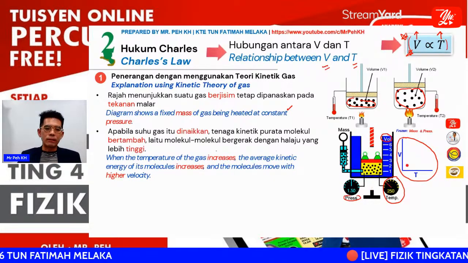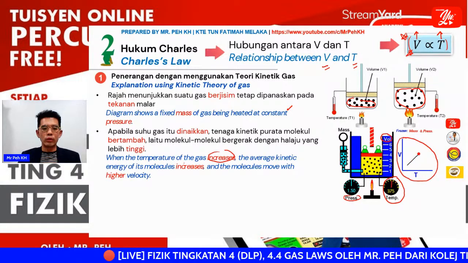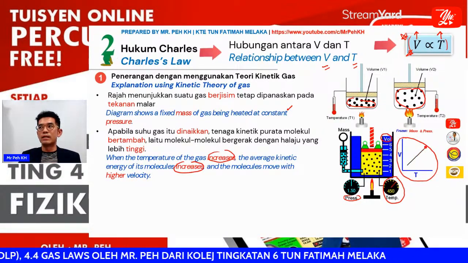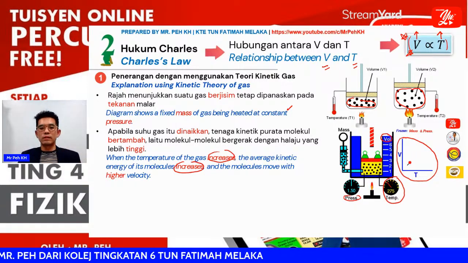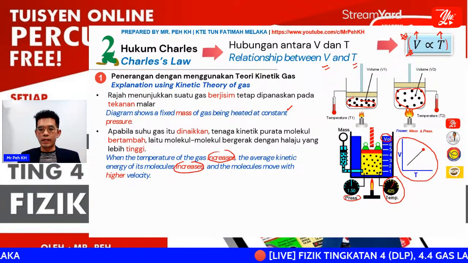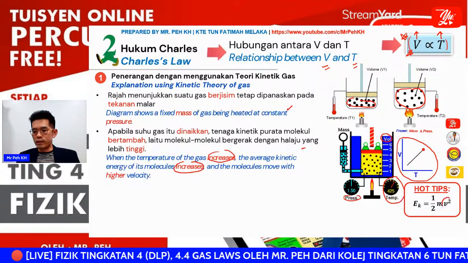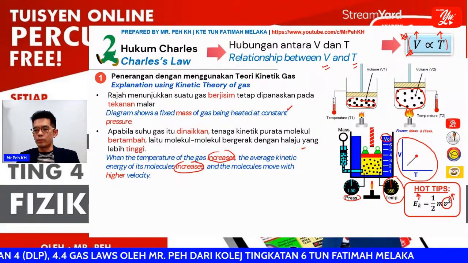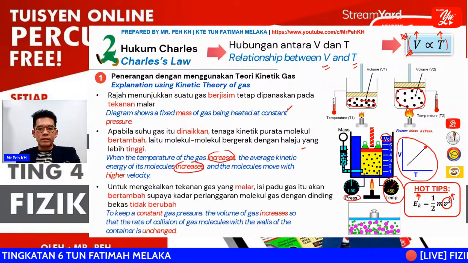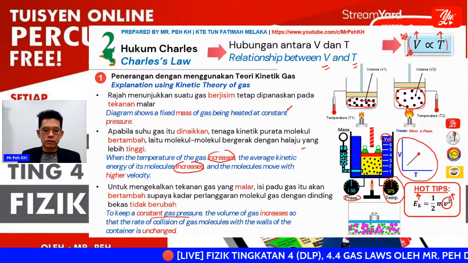You can see here when the temperature of the gas increases, the average kinetic energy of its molecules increases. Then the molecules move with higher velocity. Just now I also used the GIF to explain this. The temperature is a measure of the kinetic energy of the molecules. The formula for kinetic energy is 1/2 mv squared, right? So when v increases, the kinetic energy will increase. Clear, everyone?